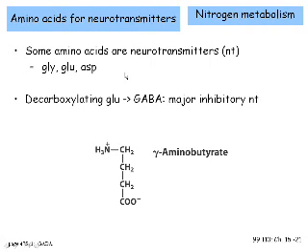But there are also a number of neurotransmitters that are derived from amino acids. So for example, if you take glutamate and you remove its carboxylic acid, you can make GABA, gamma-aminobutyrate. So here is a 4-carbon backbone. It had up there a carboxylic acid. That was when it was glutamate. And now we have gamma-aminobutyrate.